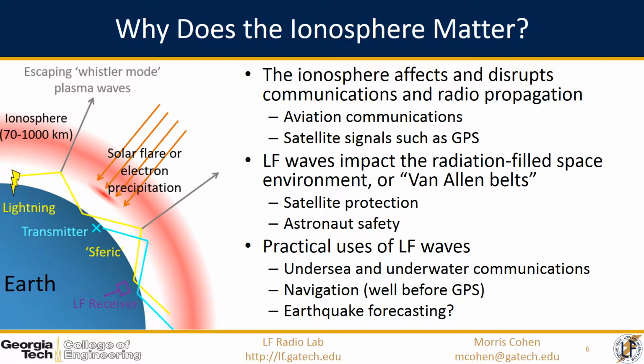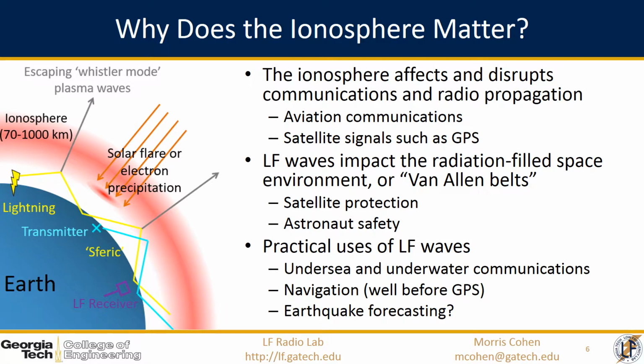So why does this all matter? Why do we care about the ionosphere? Well, as I mentioned, the ionosphere has a big impact on radio communications, both for the aviation industry as well as for satellite signals, in particular GPS. We also know that these low-frequency waves can impact the space environment, and they affect something called the Van Allen belts, which are basically a band of very energetic particles that disrupt satellites and pose a danger to astronauts.